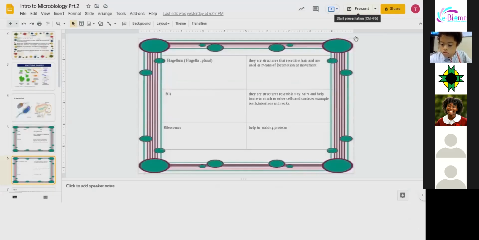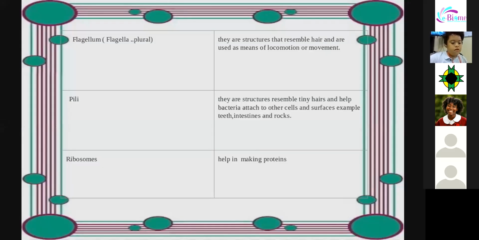Now we have the villi. As I said, bacteria can be found everywhere on Earth, so they must need something to help them stick to those places. So we say that villi are structures that resemble tiny hairs and help bacteria to attach to other cells and surfaces. Examples are the teeth, intestines, and rocks. As we know, bacteria is in the human body. Bacteria can attach to actual human cells or any other animal cells. Bacteria can also attach to plant cells, and the villi is what they use to attach to those cells.